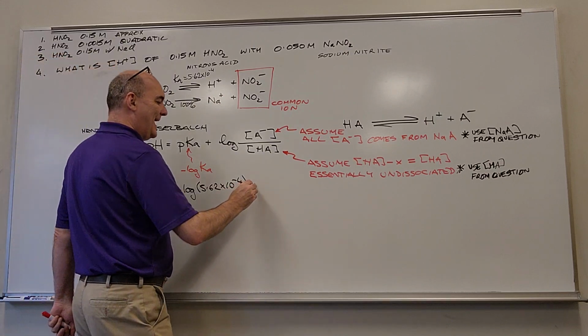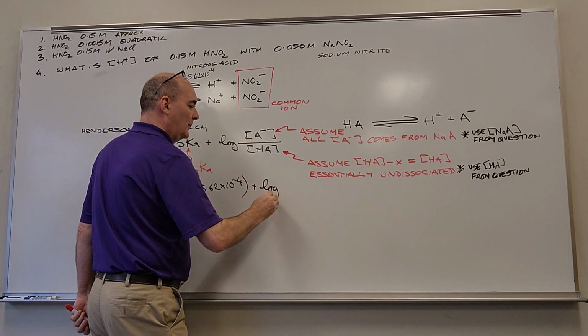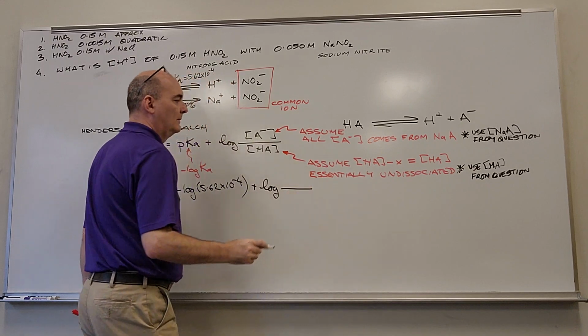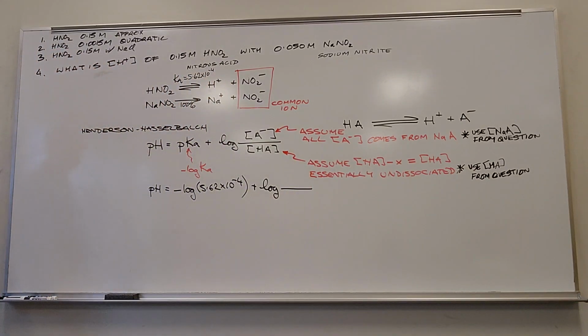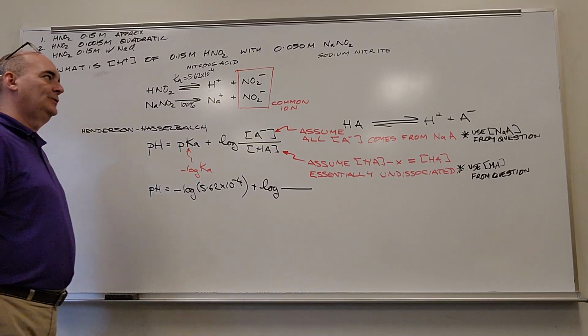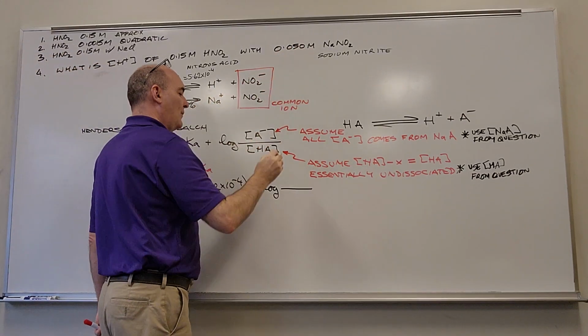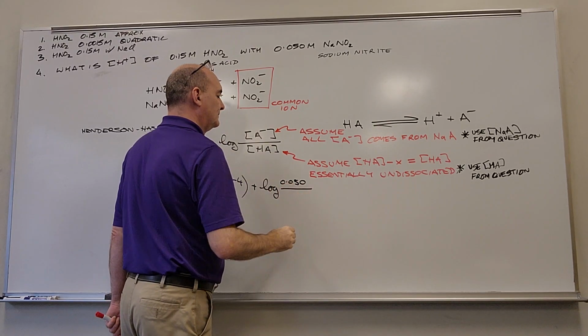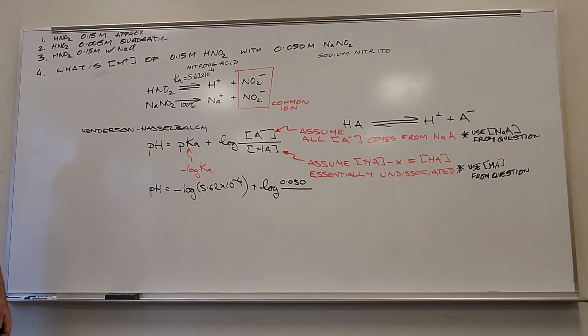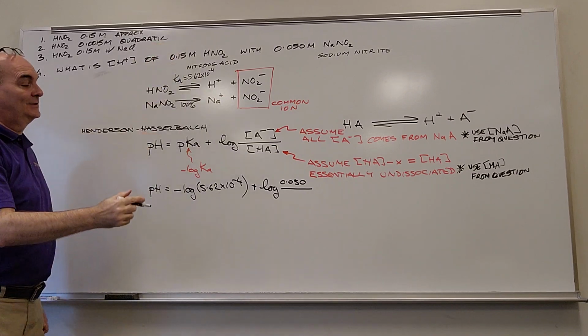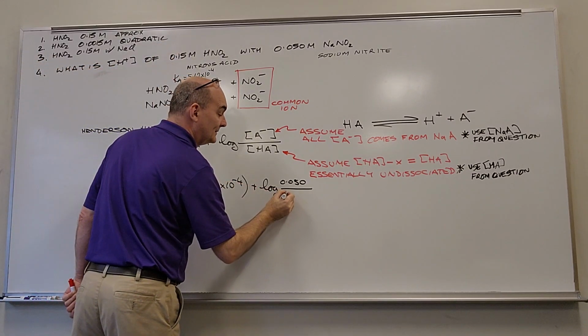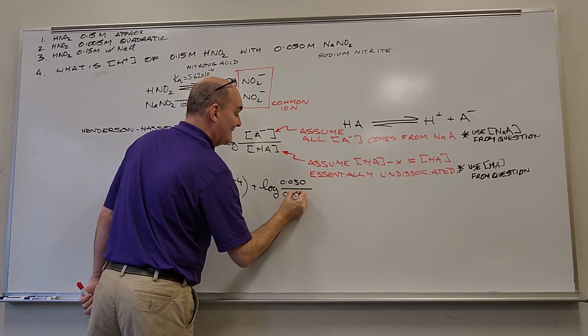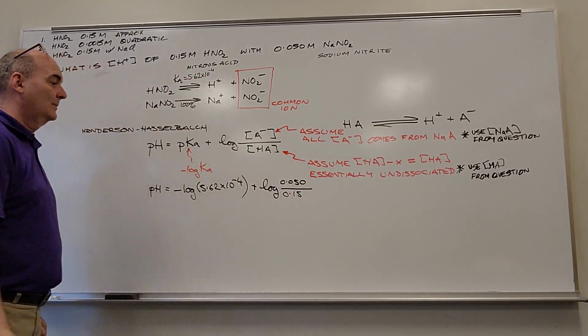And then I'm going to add to that the log of the source of all of the nitrite in solution. We're going to assume it comes from the ionic salt, not from the equilibrium. And then we'll divide that by the concentration of the undissociated acid. We're going to assume that none of the acid dissociated, or a negligible amount did.